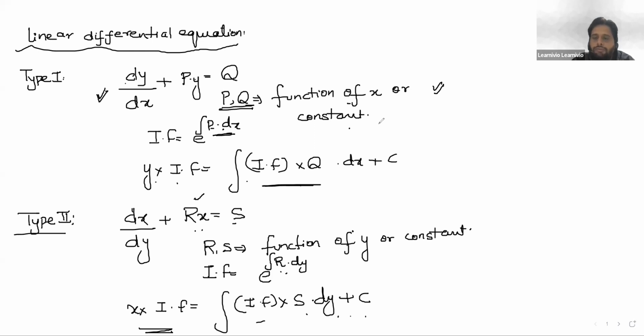Is it done, Umir? So what is S? S is like Q. Yeah. S is function of y or constant. So it is in place of q, but it should be a function of y or constant. Okay, Umir?